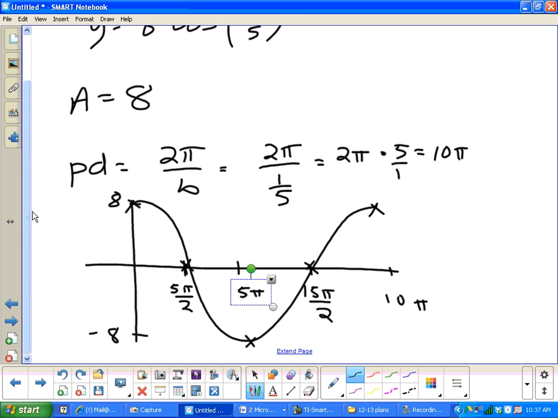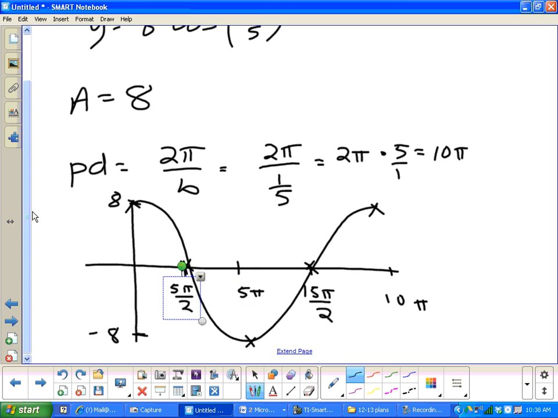Now, we won't graph it, but let's think about how we would set the window. What would the x min be? No, that would be the y's. X min would be 0. X max would be 10 pi. The y min and max would be negative 8 to positive 8. And the x scale would be 5 pi over 2.